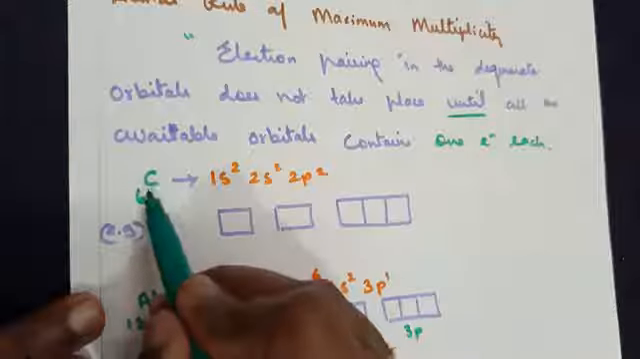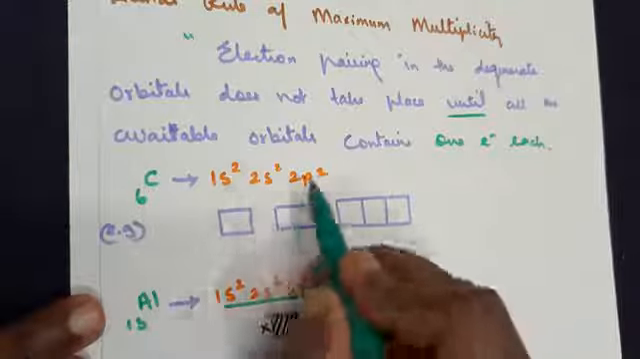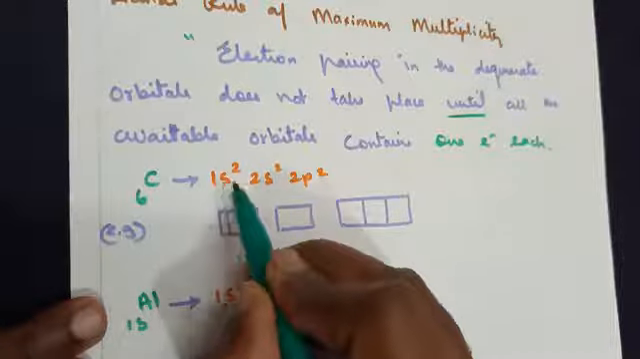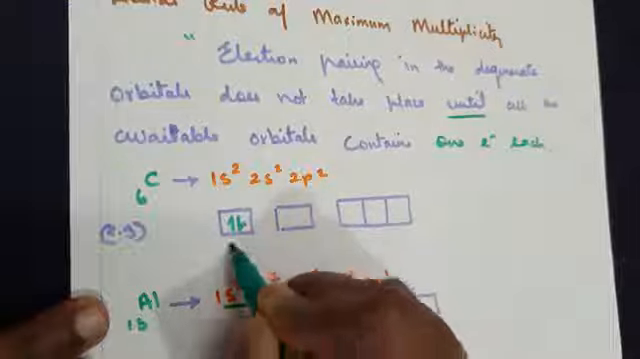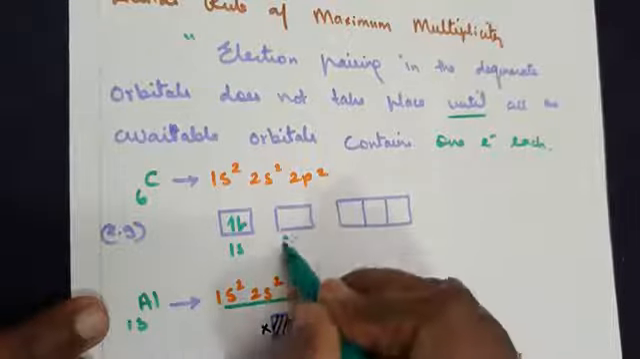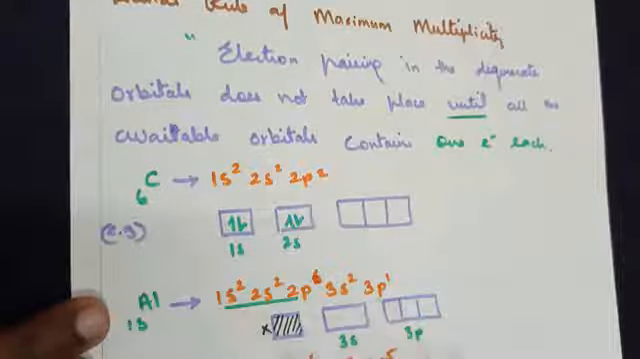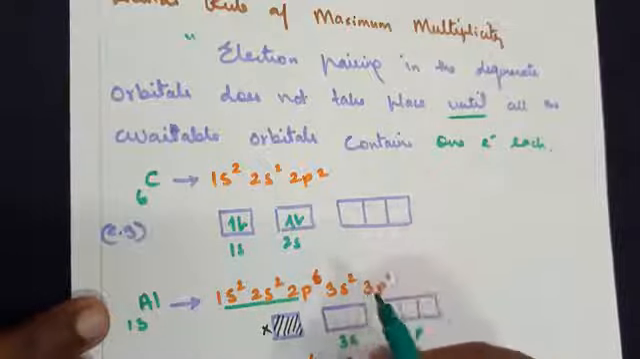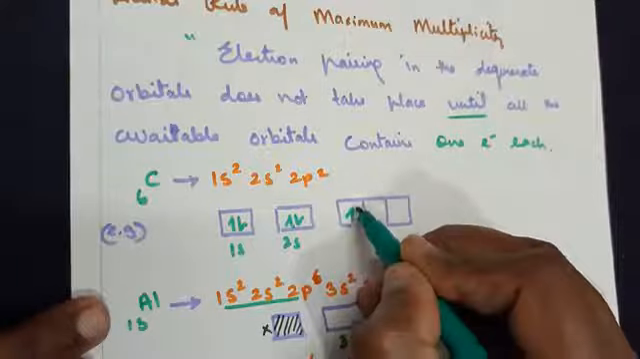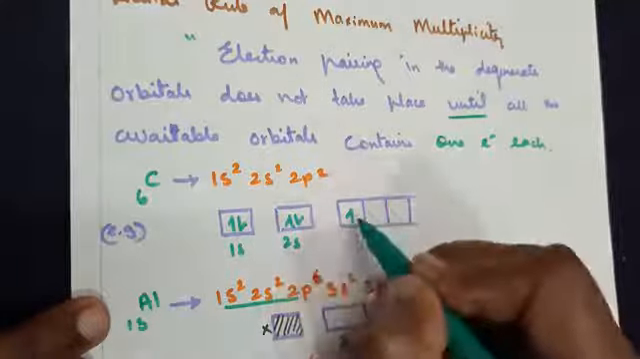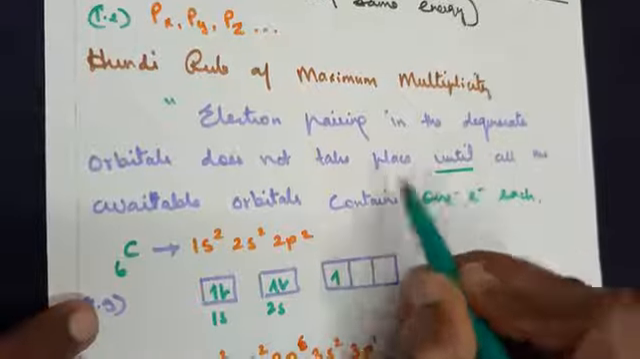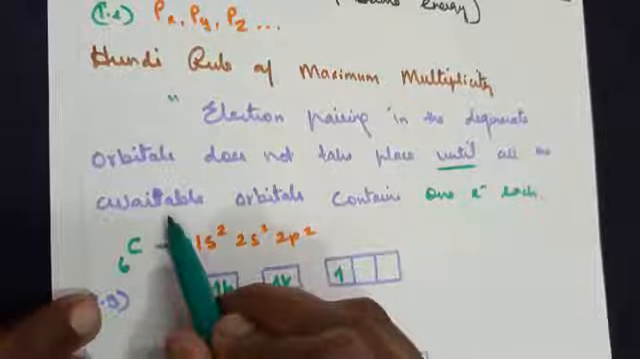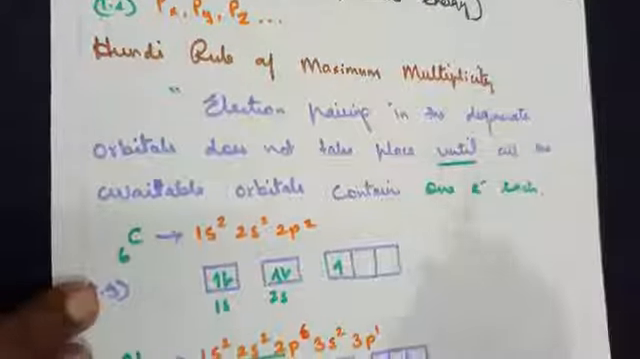Now the atomic number of carbon is 6. When you write the electronic configuration: 1s2, 2s2, 2p2. So you have 1s2, this is a 1s orbital. 2s also has only 2 electrons. For 2p2, you shouldn't be writing 2 electrons within the same orbital. What's the rule? He says until all the available orbitals contain 1 electron each.